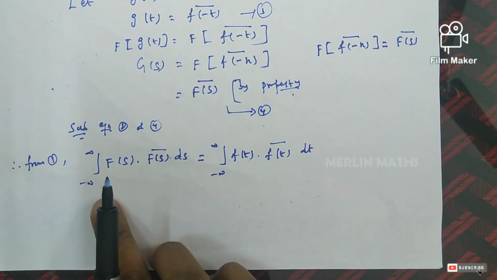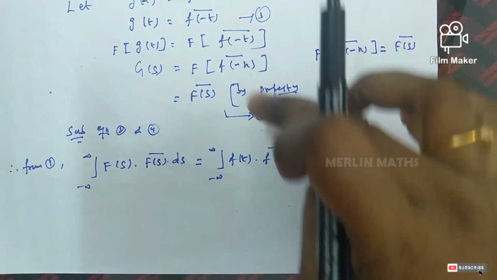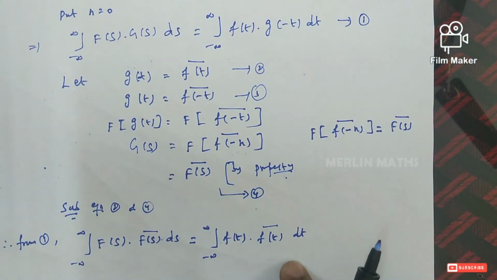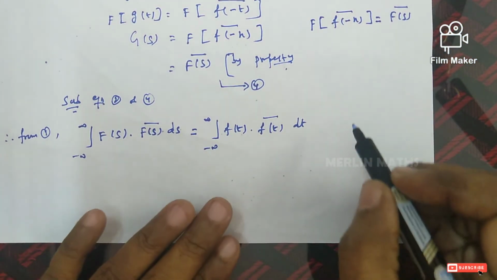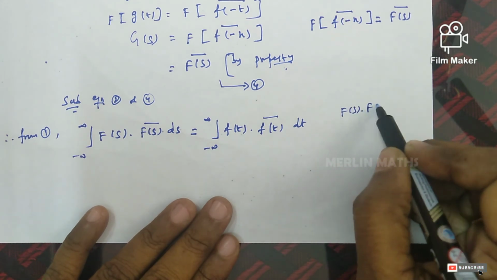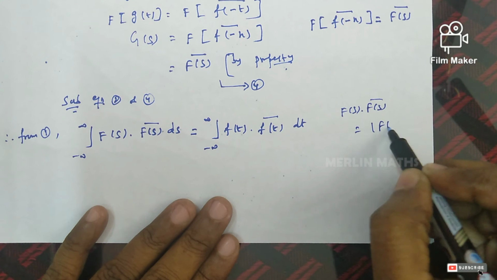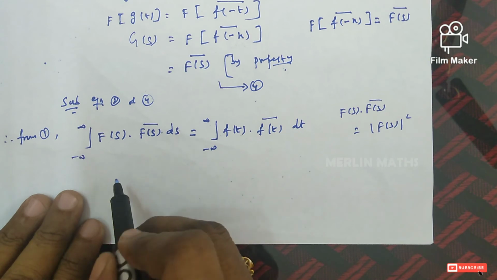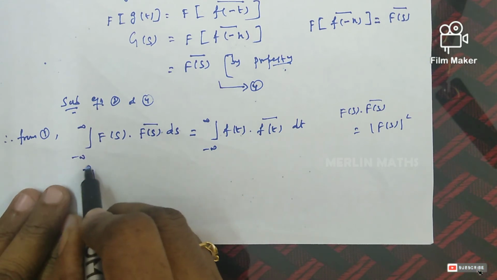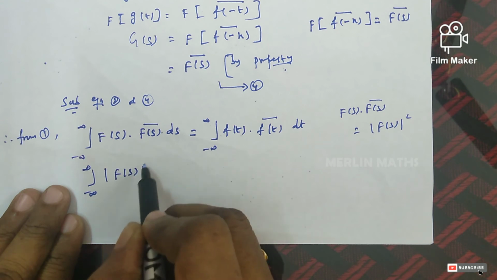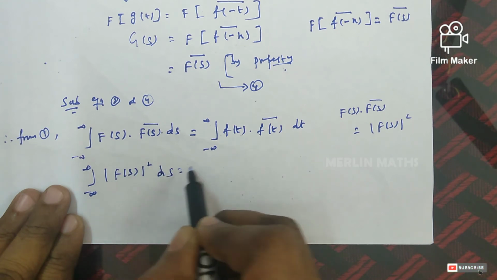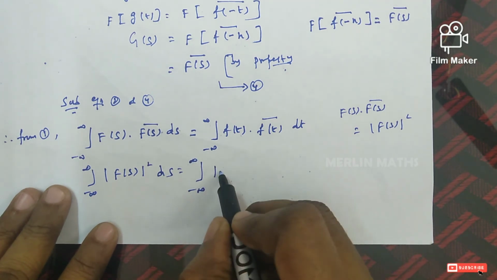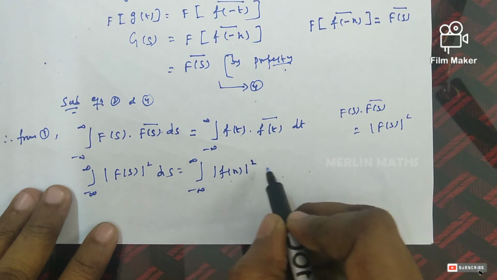So what will happen? From equation 1, F of s into, in the place of G of s we have made it F of s bar, and in the place of g of minus t we have written f of t the whole bar. Now we know a property that F of s into F of s bar equal to modulus of F of s the whole square. So applying that result, the left hand side can be written as integral minus infinity to plus infinity modulus of F of s the whole square ds equal to, in the same manner here also, integral minus infinity to plus infinity modulus of f of x the whole square into dx.